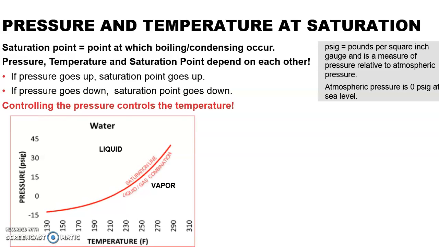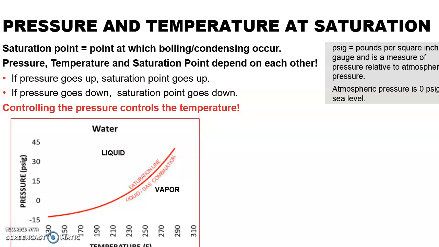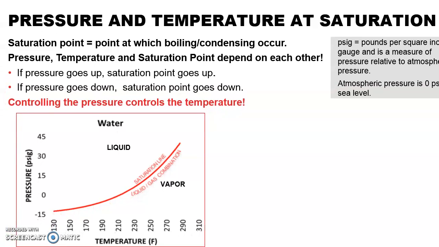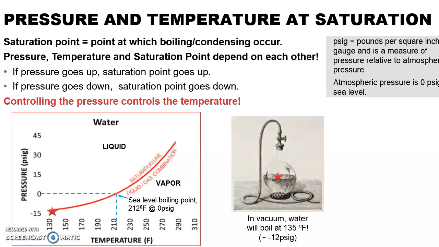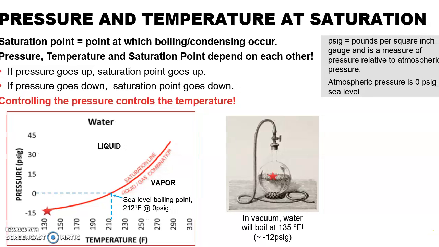Okay, back to pressure and temperature of water. If you boil water in a pan on your stove, it's going to boil at 212 degrees Fahrenheit. We all know that. This is where those dashed lines are, 0 psig, 212 degrees Fahrenheit. But if you reduce the pressure at the red star down to, say, minus 12 psig, the boiling point is going to go down to about 135 degrees Fahrenheit. We're adjusting the boiling point by adjusting the pressure.